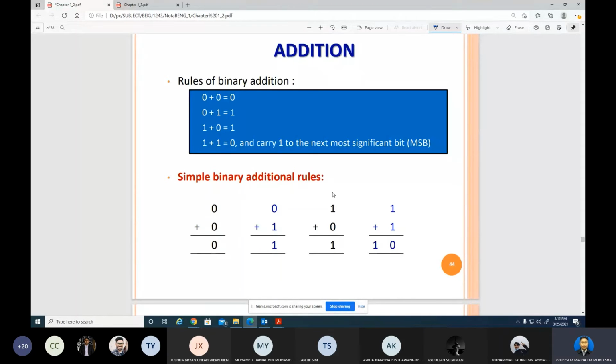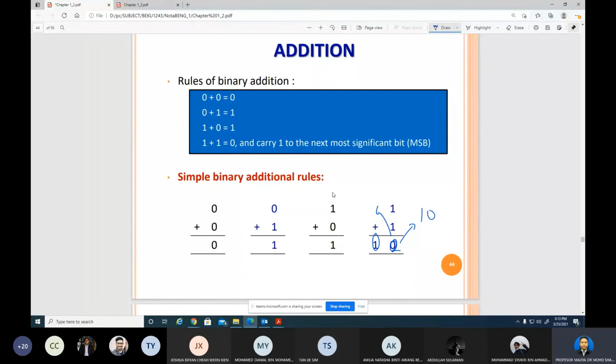For example, 0 plus 0 will be 0. 0 plus 1 will be 1. 1 plus 0 will be 1, and then 1 plus 1 will be 0 with carry 1. Here you can see this example. 0 plus 0 is 0, 0 plus 1 is 1, 1 plus 0 is 1, and then 1 plus 1 is supposed to be 2. In decimal it is 2, but 2 converted into binary is 10. That's why we put 0 here, and then we bring the carry here.